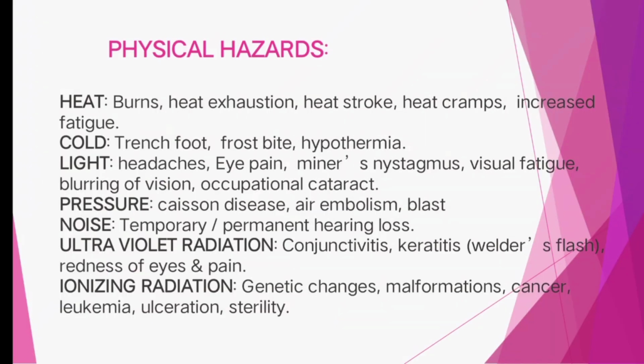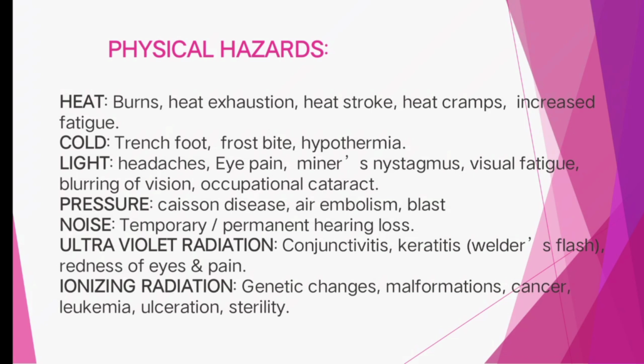And next is pressure that causes Caisson's disease, air embolism and blast. Next is ultraviolet radiation, which causes conjunctivitis, keratitis, that is welder's flash, redness of eyes and pain. Ionizing radiations cause genetic changes in the individual, malformations, even cancer and leukemia, ulceration and sterility problems.